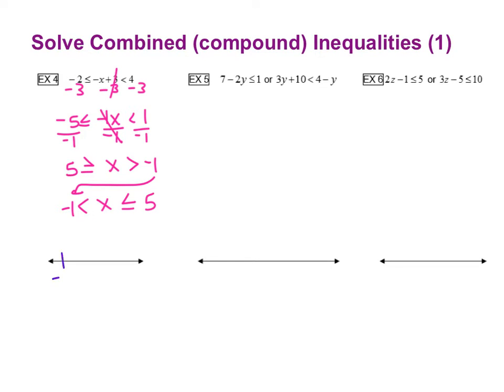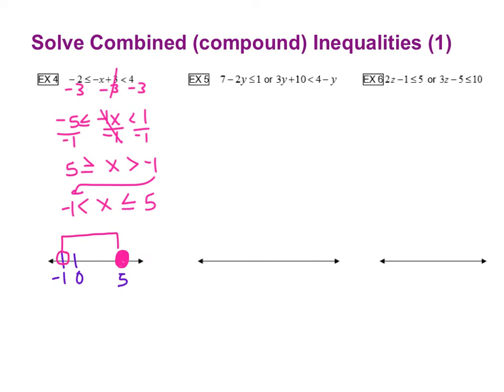Alright, in a graph we have negative 1. Here's where 0 would be. 5 is going to be out here. We're going to have an open circle at negative 1, a closed circle at 5, and because it's an and, we're shading everything in between.